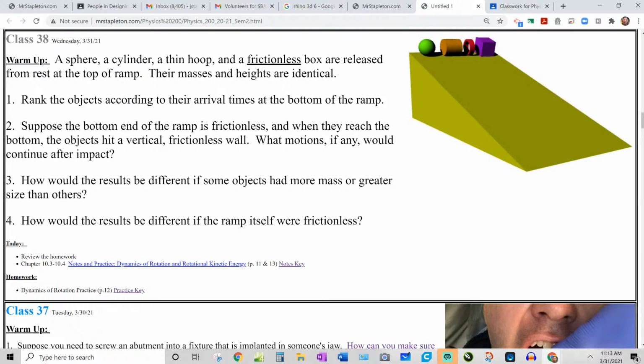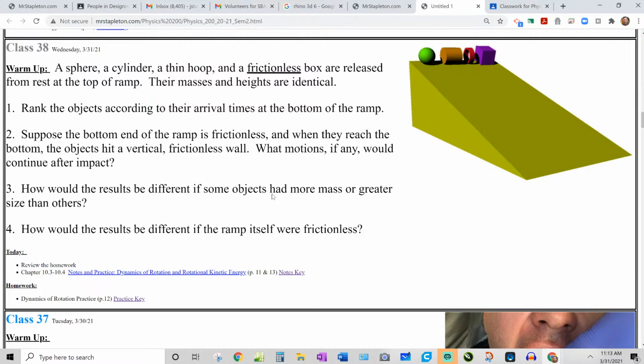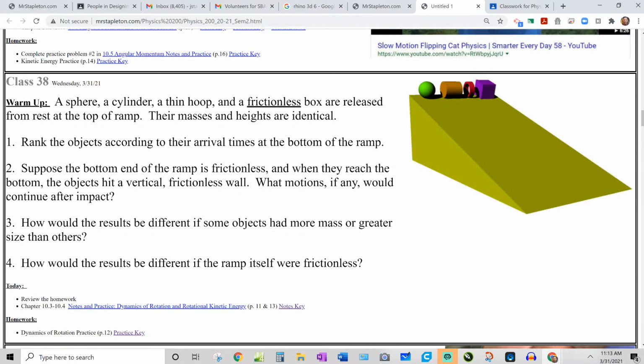So number 3, how would the results be different if some objects had more mass or greater size? I'm just going to tell you, it doesn't matter. Just like an object falling can have a lot of mass or a little mass, all objects fall at the same rate if you neglect friction.